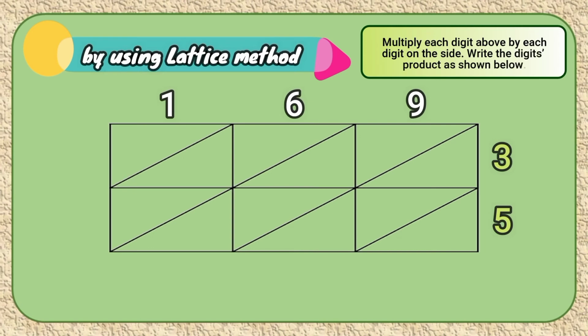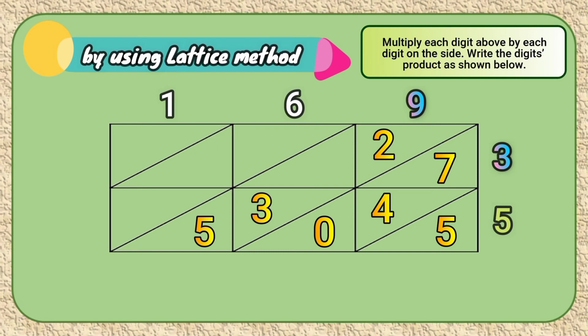So we have 9 times 5, that is 45. 6 times 5, that is 30. 1 times 5, that is 5. Then 9 times 3, that is 27. 6 times 3, that is 18. Then 1 times 3, that is 3.